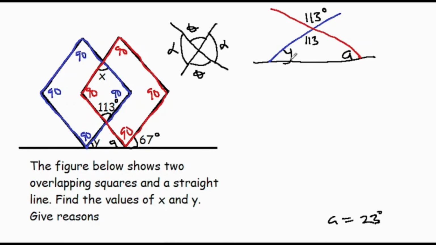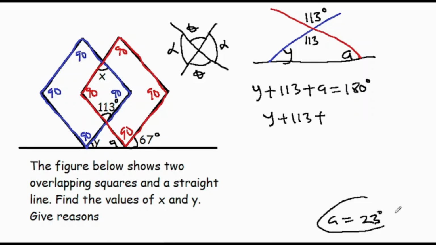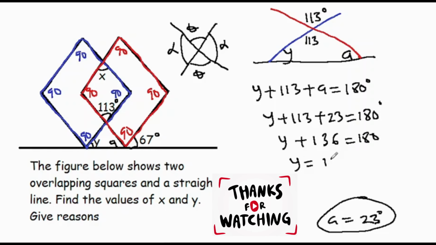And the sum of angles in a triangle is 180 degrees. So we're going to have y plus 113 plus A equals 180 degrees. Our A is 23, as we calculated earlier. So y plus 136 degrees equals 180. So y is equal to 180 minus 136, and that is going to give us 44 degrees. Thank you for watching.